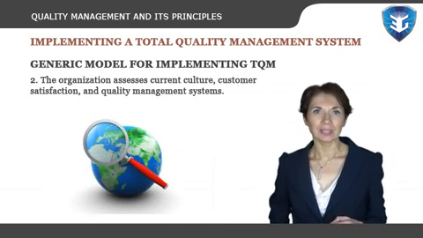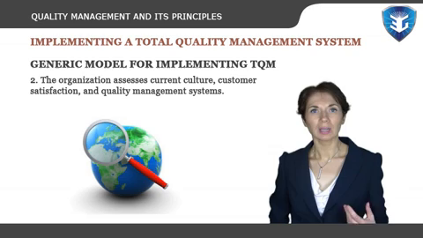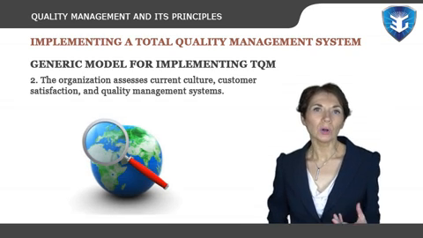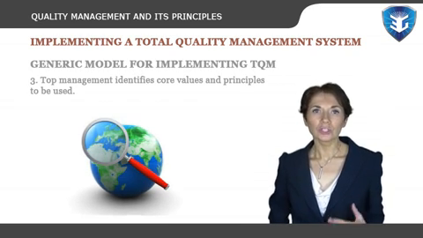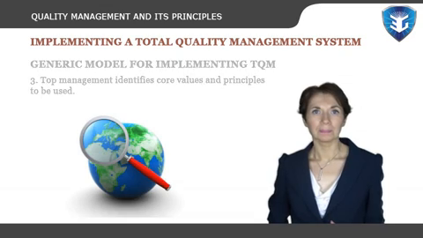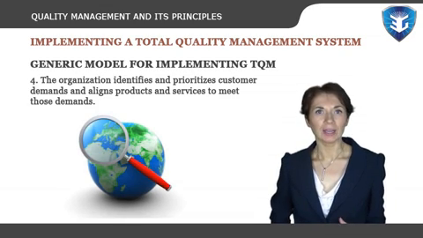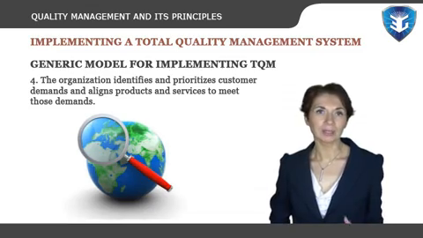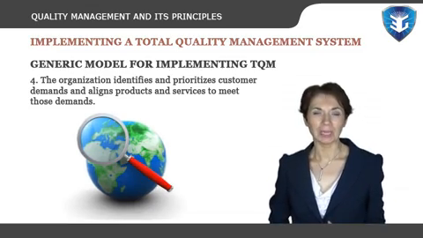The organization assesses current culture, customer satisfaction, and quality management systems. Top management identifies core values and principles to be used and communicates them. The organization identifies and prioritizes customer demands and aligns products and services to meet those demands.